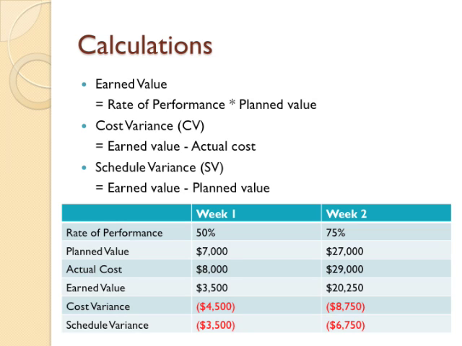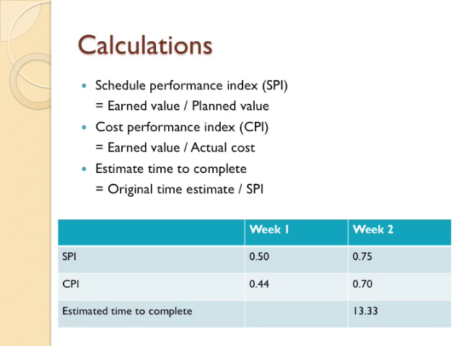The cost variance is calculated by taking the earned value minus the actual cost. Since the cost variance is negative here, it indicates that the work is costing more to do than the work was planned. The schedule variance is calculated by taking the earned value minus the planned value. The negative number indicates that it took longer than planned to perform the work.